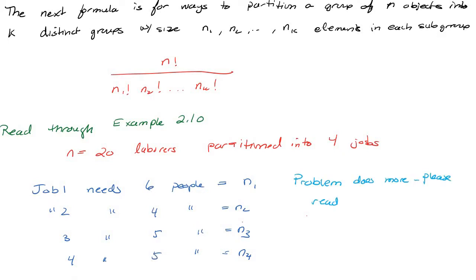The problem does more. It actually looks at some probabilities. So I'm encouraging you to please read this problem carefully. Just to let you know, the size of the entire sample space would be the total possibilities of ways I could arrange these people so that 6 people ended up in job 1 and 4 people ended up in job 2 and so forth, which will be given by just plugging into this formula.